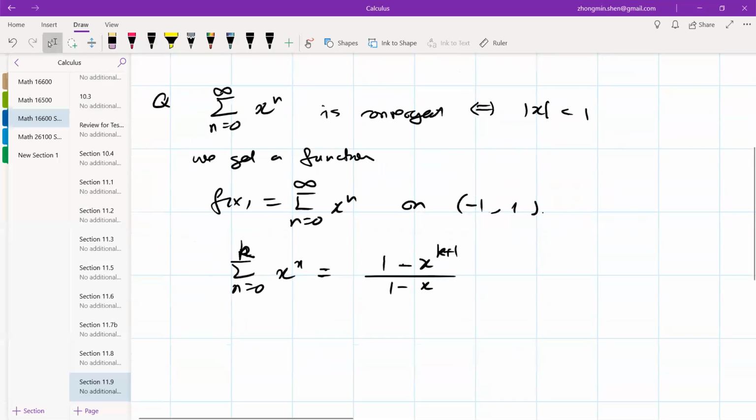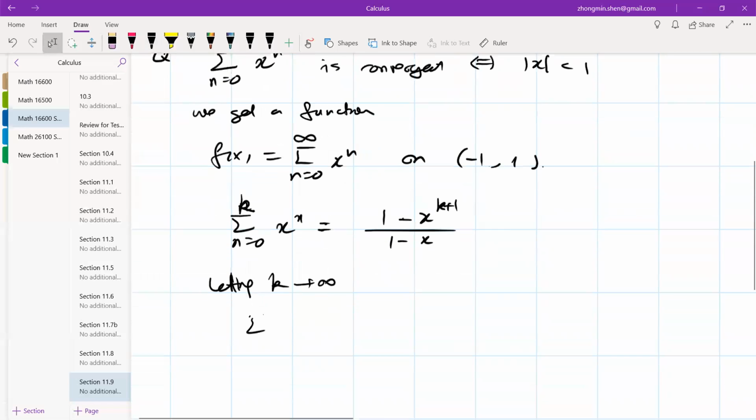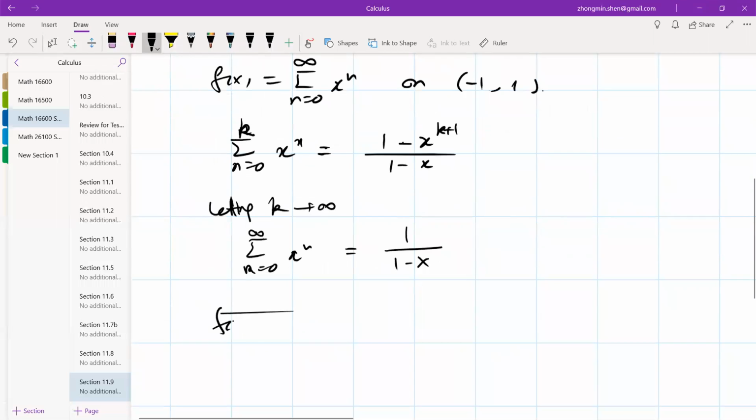Letting k go to infinity, what do you get? The left-hand side is the sum of x to the n. The right-hand side is just 1 over 1 minus x, because if the absolute value of x is less than 1, that limit is going to be 0. So f of x is nothing but a function we are familiar with.